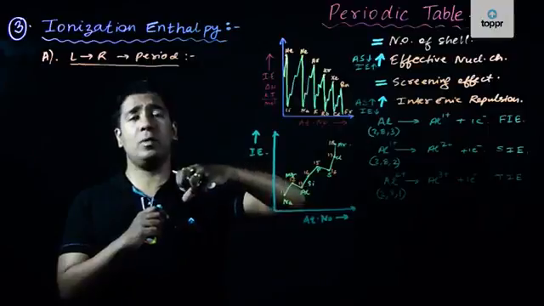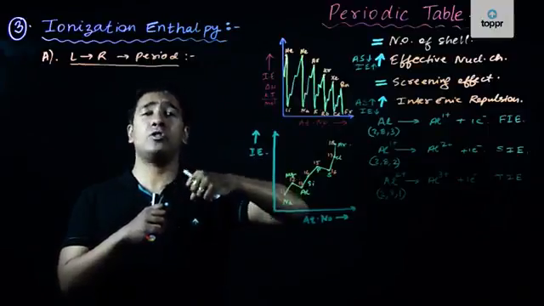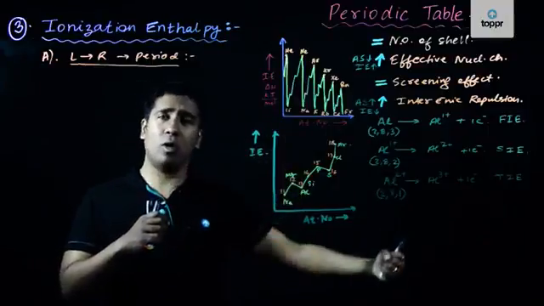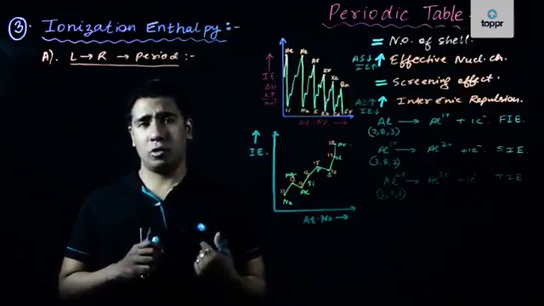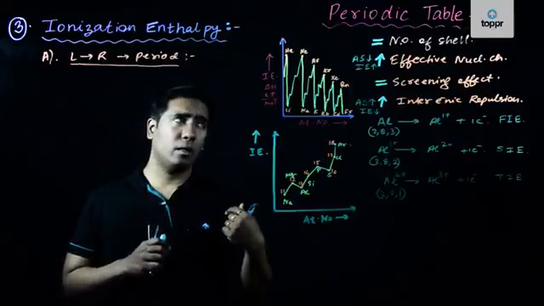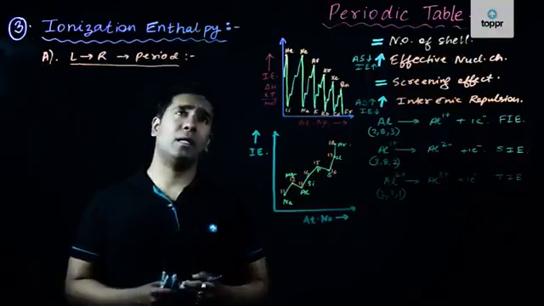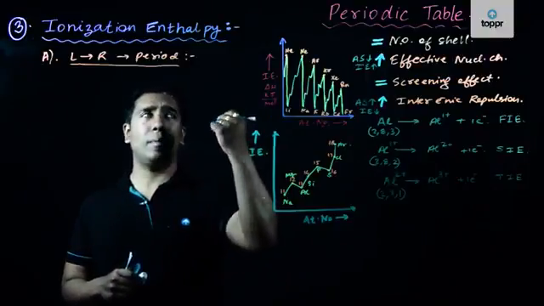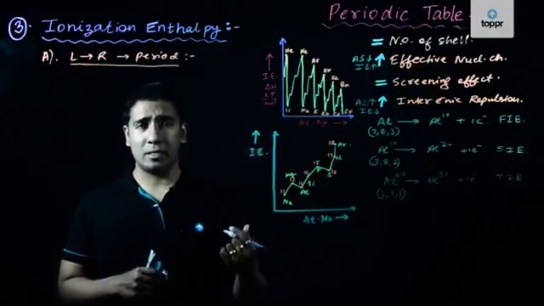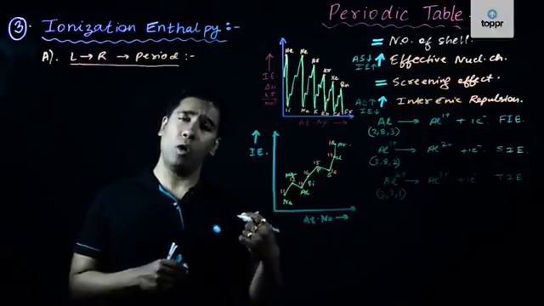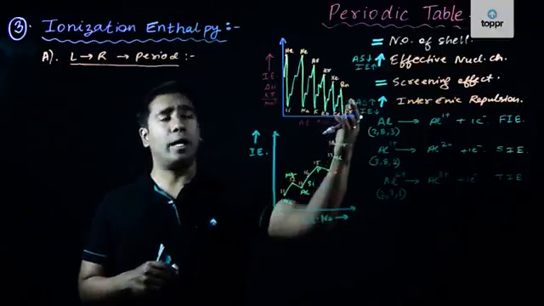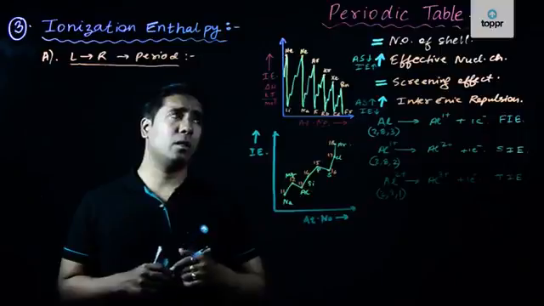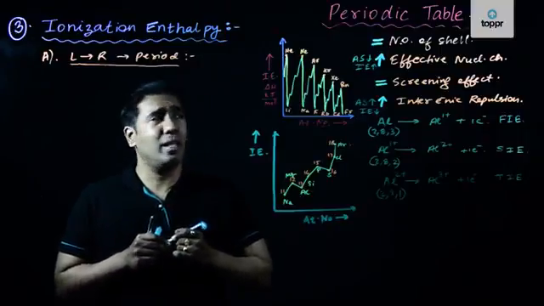Much more energy will be required to remove that electron, which is strongly attached to the nucleus, out of the force of attraction of the nucleus. Hence, as the atomic size decreases, the ionization enthalpy increases. Again, the opposite will take place if atomic size increases.